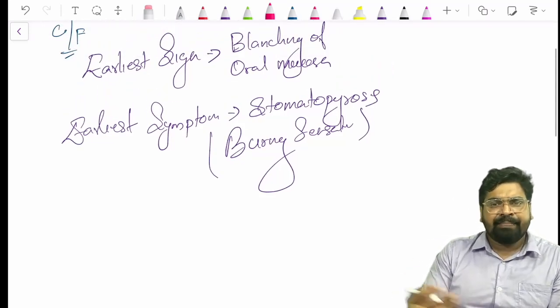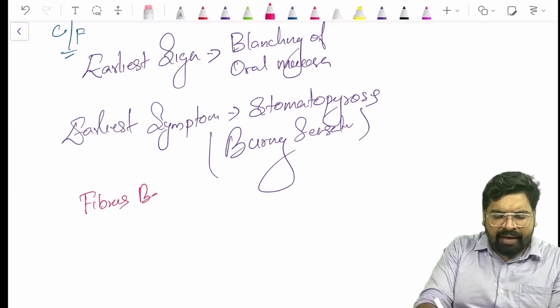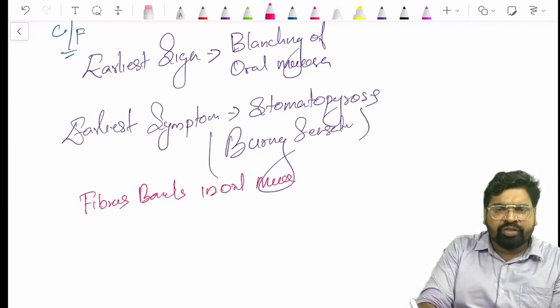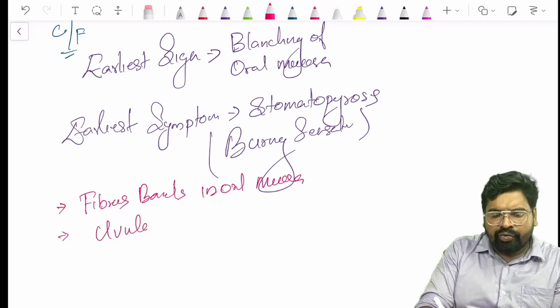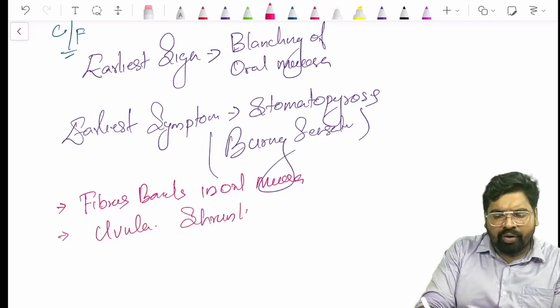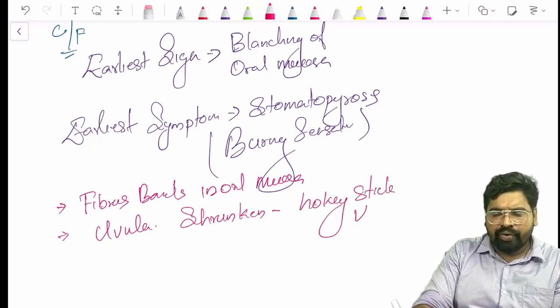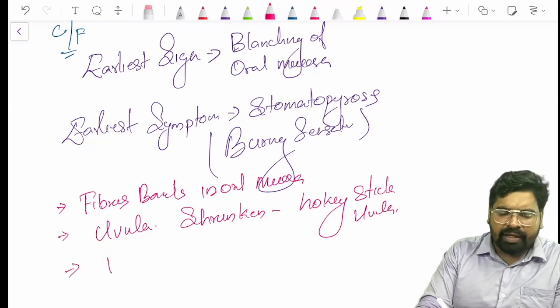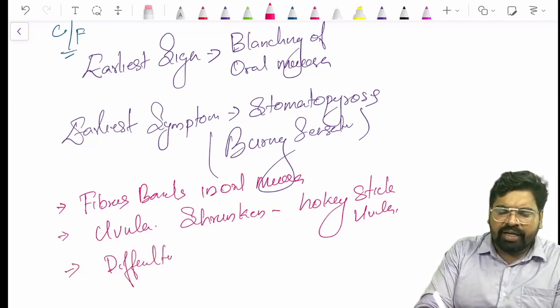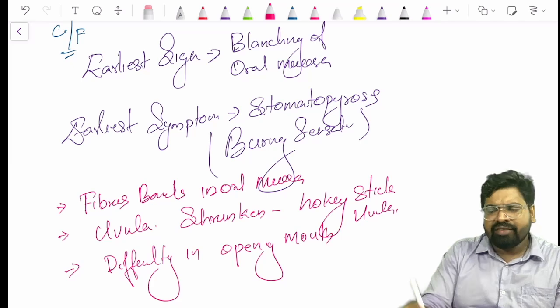What other things can you see in the patient with oral submucous fibrosis? You can see fibrous bands in the oral cavity, in the oral mucosa. Both vertical and circumferential bands can be seen. The uvula will be shrunken, or we say hockey stick uvula. That is another thing. And then comes the difficulty in opening the mouth, which comes in the later stages. That is what you see.